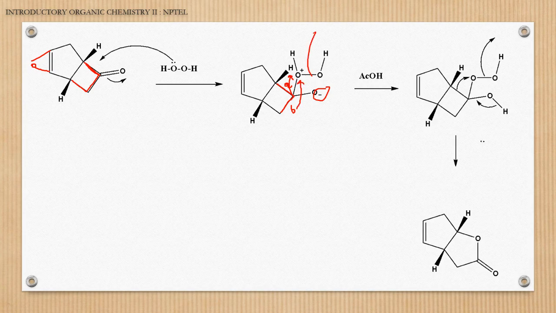And then this OH will leave out. So, what do you think? Why is HA migrating? Why is HB migrating?